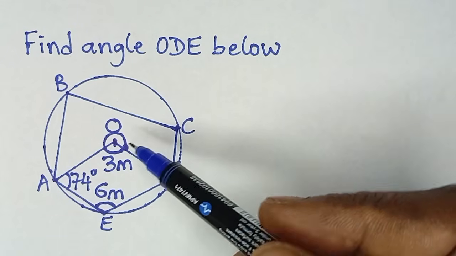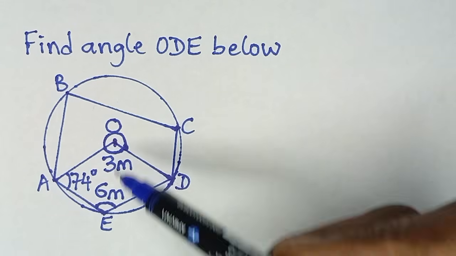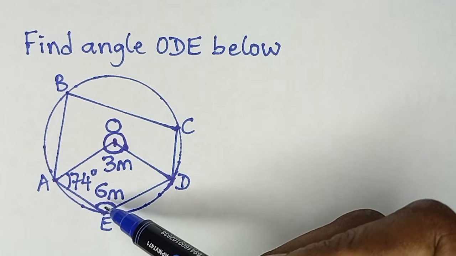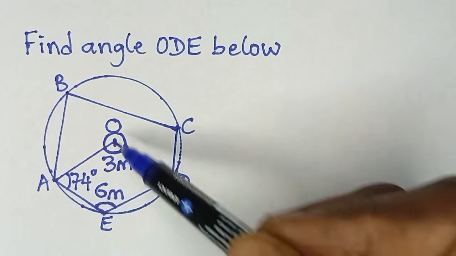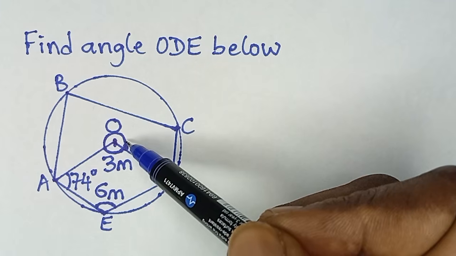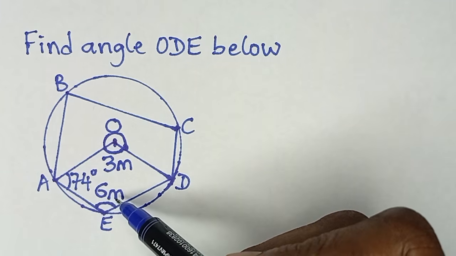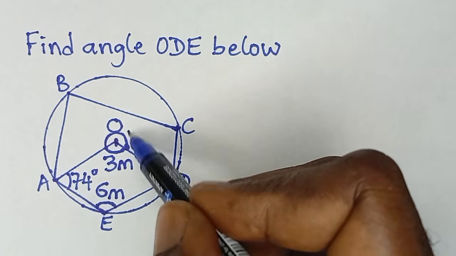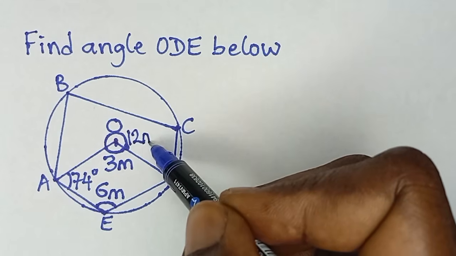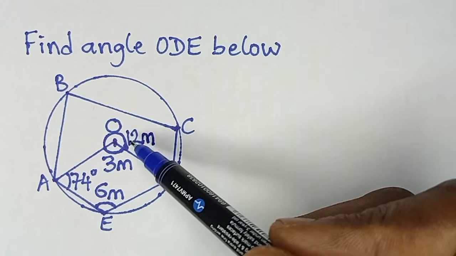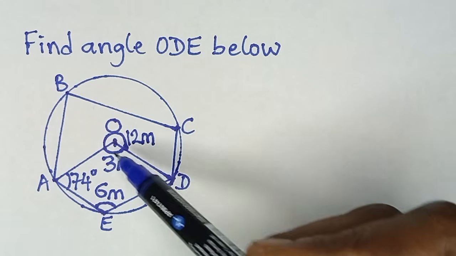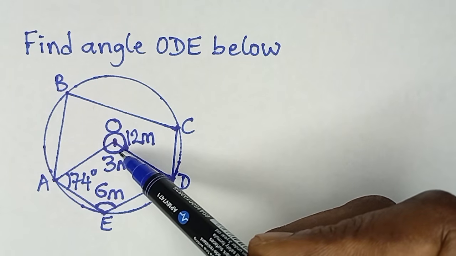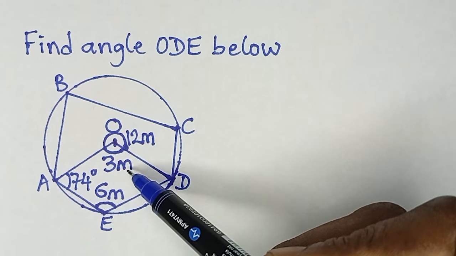And the theorem there says that angle at center is twice that angle at the circumference. So 2 times this is going to give us the angle at the center here. 2 multiplied by 6M is going to give us 12M. So that means this angle at this center here is 12M. And then this angle at this other side of the center is 3M.